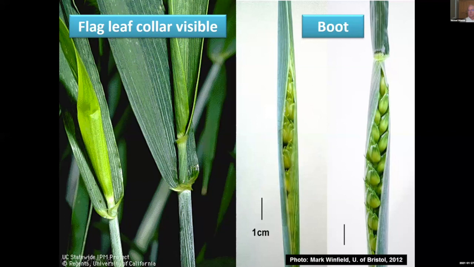This is the emerging grain head. Once you see this emerging grain head splitting the leaf sheath, this is actually near the end of the boot stage. And if you look at the flag leaf collar visible stage, this grain head is emerging, and it's probably around right here, kind of below this second collar. Once you get to the boot stage, you know the heads are going to be emerging pretty soon.